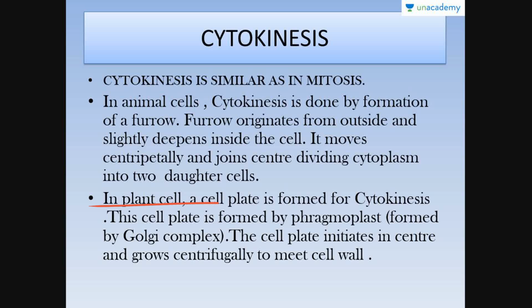But in case of plant cells, a cell plate is formed by the phragmoplast, which grows from inside to outside in a centrifugal manner and finally meets the cell wall, splitting the single parent cell into two daughter cells. Again, these daughter cells would be haploid. So finally, after meiosis 2, we are getting 4 haploid daughter cells from a single diploid parent cell.